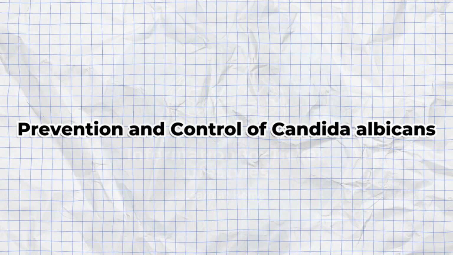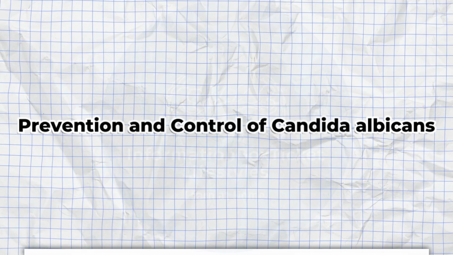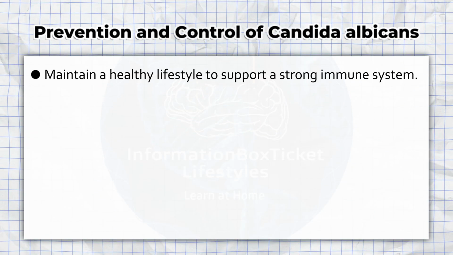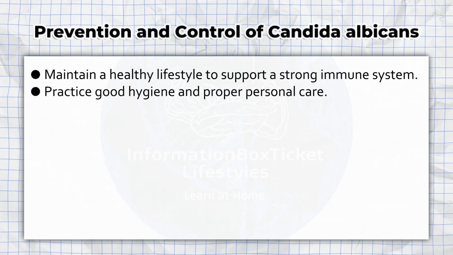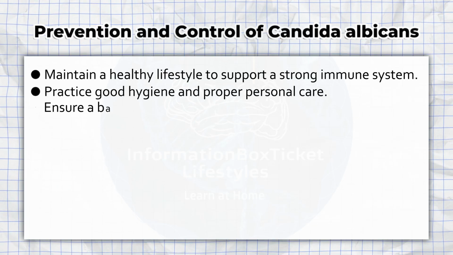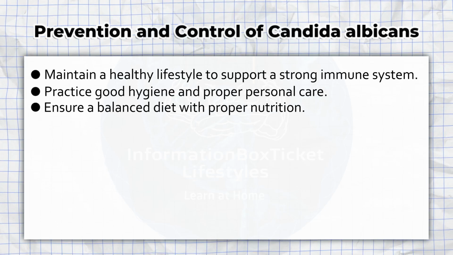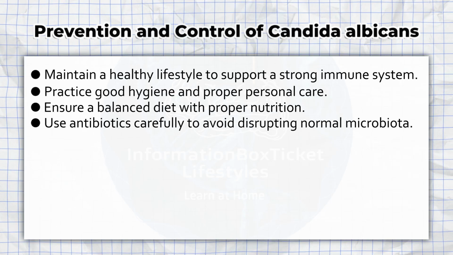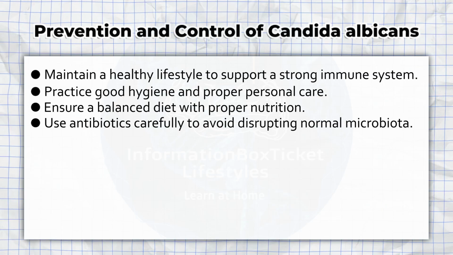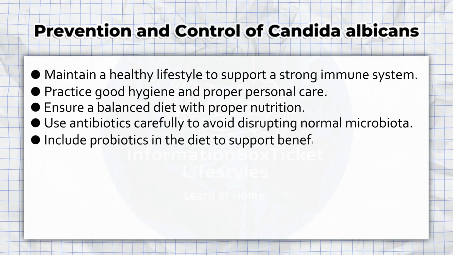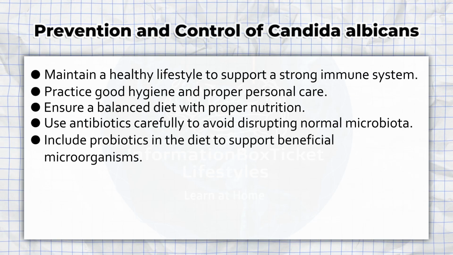Prevention and control of Candida albicans. Maintain a healthy lifestyle to support a strong immune system. Practice good hygiene and proper personal care. Ensure a balanced diet with proper nutrition. Use antibiotics carefully to avoid disrupting normal microbiota. Include probiotics in the diet to support beneficial microorganisms.